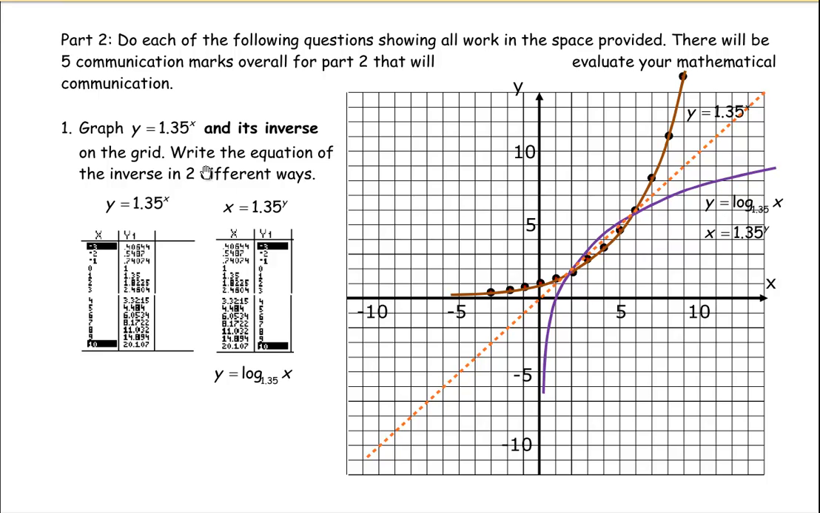Now, the last thing you're asked to do here is write the equation of the inverse in two different ways. So just switching x and y, that's what the exponential form is. The other way is to write it as a log function. And if we convert this to the logarithmic form, like one of those multiple choice questions, the y would equal the log of x base 1.35. So that's the second way to write the equation for the inverse in a logarithmic form.